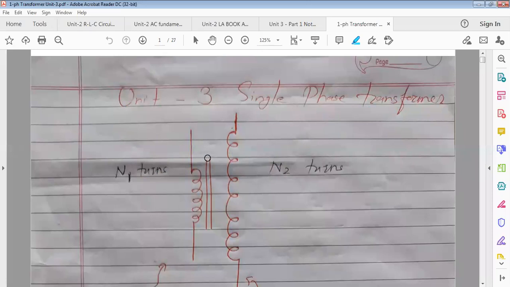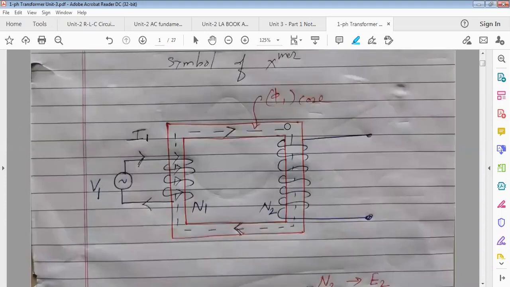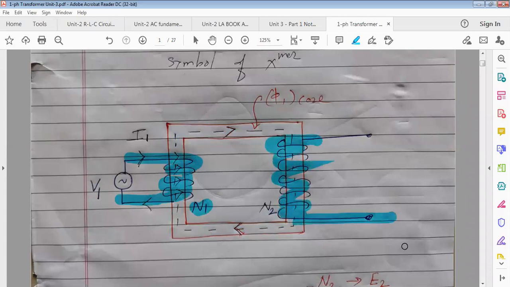Now here, the important part of the transformer is its core, the magnetic core. This one is a square or rectangular shape, like this, a square or rectangular magnetic core. It is made up of mostly silicon steel. On it you can find the primary winding with N1 number of turns. On the other side limb, the secondary winding with N2 number of turns.